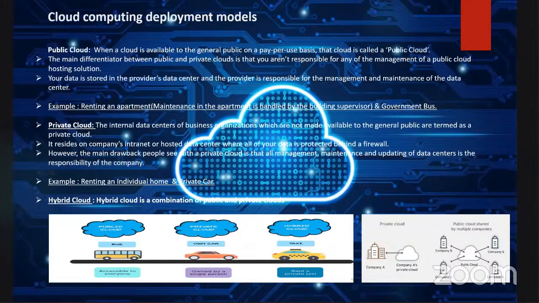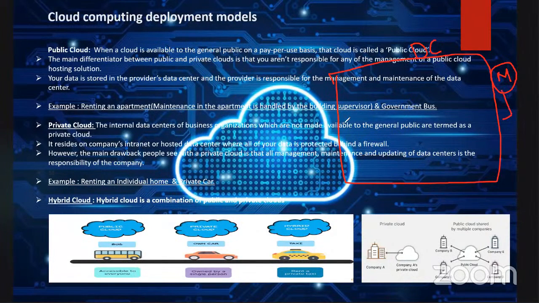Okay, public cloud. What do you mean by public cloud? Here it clearly says: when a cloud is available to the general public on a pay-per-use basis, that is called public cloud. It means you have your data center, which we will call a DC for short. Think this is a Microsoft data center. Now, for example, TCS is one company, Accenture is another company, and think of some other company called Capgemini.